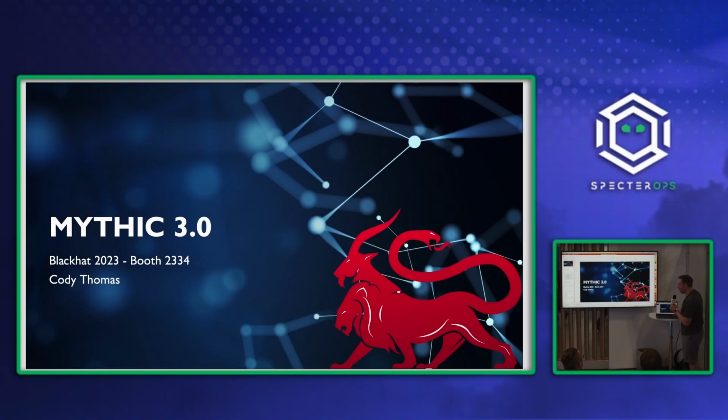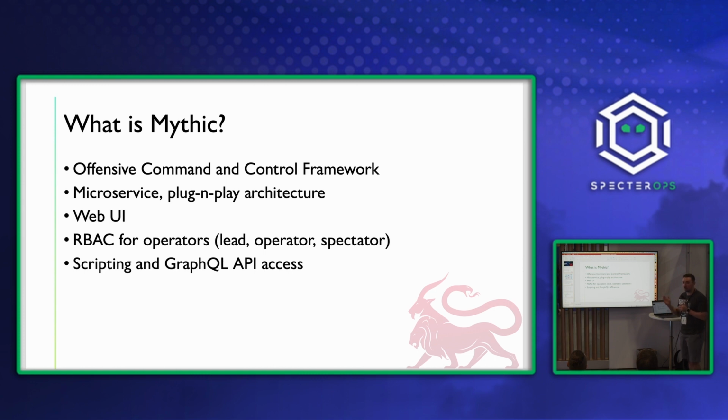and start talking a little bit about Mythic 3.0, kind of what it can do, some demos, see some features on it. So if you're not familiar, what on earth is Mythic in the first place? Mythic is an offensive C2 platform, red teaming, pen testing, that sort of stuff. It is a microservice-based platform, so it's using Docker and Docker Compose. Everything is split out into its own individual component.